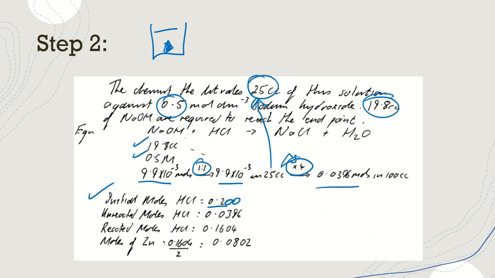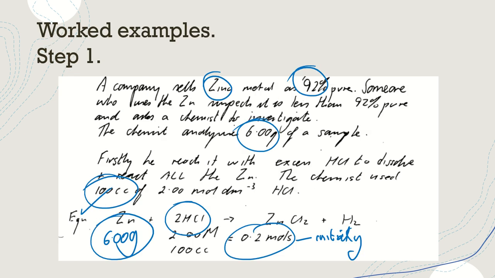Okay, I know the moles that were left over at the end, 0.0396. Therefore I know the moles of hydrochloric acid that did actually react, because it's that minus that, which is 0.1604. I then can work out, using my balanced symbol equation from the previous slide, the moles of zinc, because it's 2 moles back to 1.